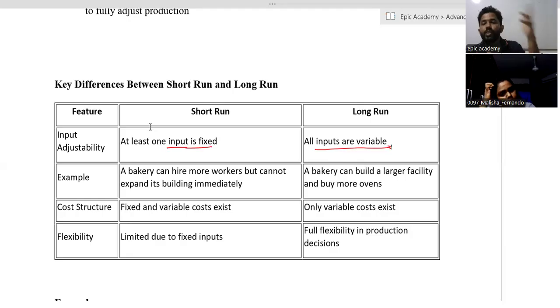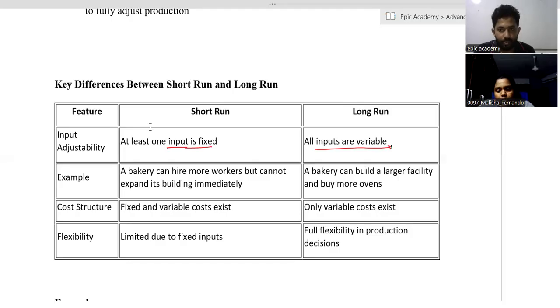Limited due to the fixed input. Some inputs are there, you cannot change. That is why you have flexibility at a limited level. So what about the long run? Full flexibility will be there because the entire production can be changed due to the financial availability, the financial strength of the organization. So by using this kind of table, you can clearly identify the difference between long run and short run.